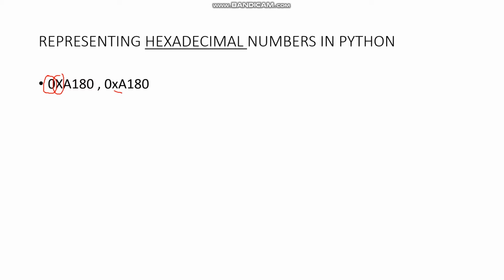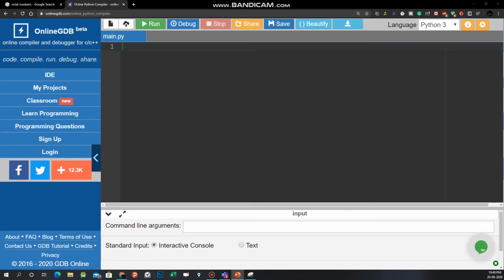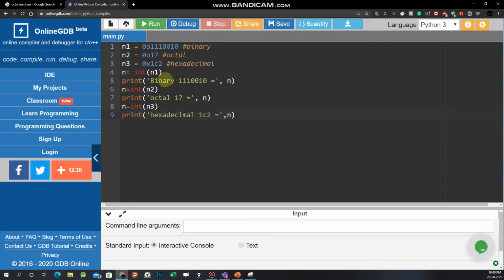Now let's see in our next program how to convert binary, octal or hexadecimal numbers into decimal numbers, the normal numbers that we see. So let me take the compiler. I'll paste this code in the description also, so in case you want to copy, you can just copy and paste it. So we are assigning the variable n1 with this data, 0b1110010, and this is a comment, meaning the Python compiler just skips anything that starts with this character, and it is used for your personal understanding.